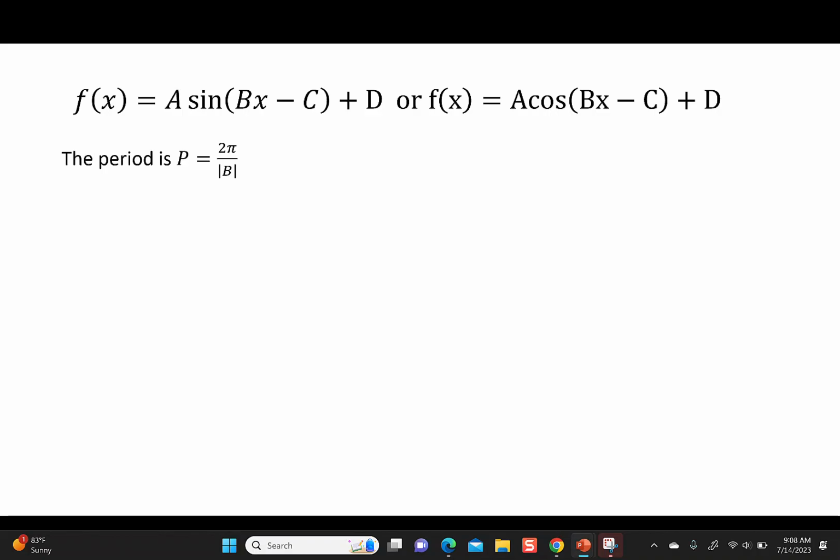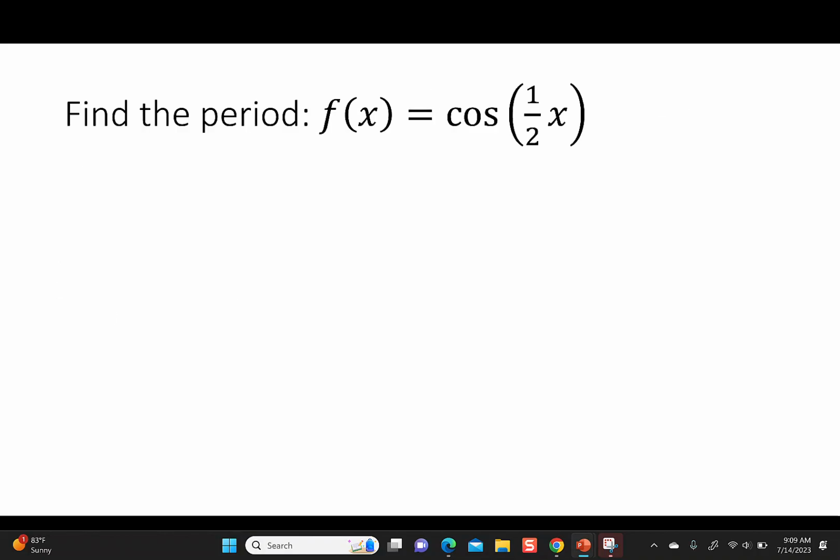When we take f of x as a times the sine of bx minus c plus d, or f of x equals a times the cosine of bx minus c plus d, we find the new period by dividing 2 pi by the absolute value of b. For our last function, f of x equals sine of 2x, we would find the period by taking 2 pi and dividing by 2, which gives us pi. Let's find the period for f of x is equal to cosine of a half of x. To find the period, we'll take 2 pi and we'll divide by 1/2. Remember, when you divide by a fraction, you multiply by the reciprocal. This says our period would be 4 pi.